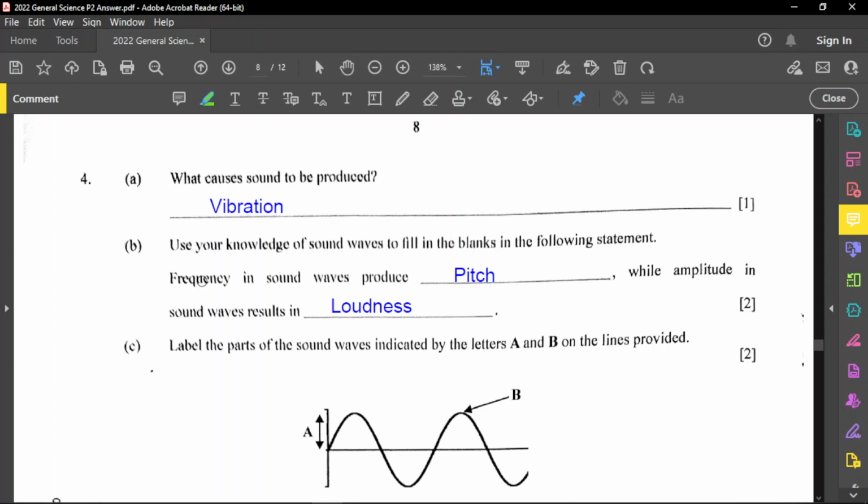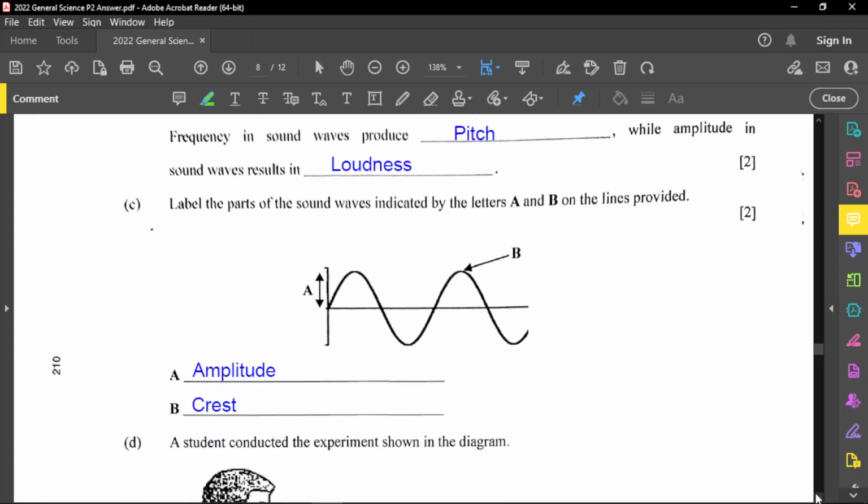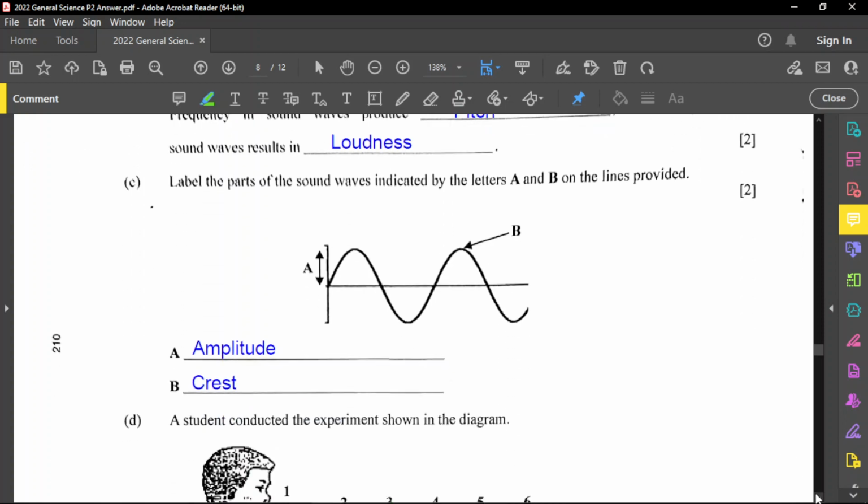All right, so you need to know that the frequency determines the pitch, while the loudness of a sound depends upon the amplitude. All right, for part C, the task is to label the parts of the sound waves indicated by the letters A and B on the lines provided.